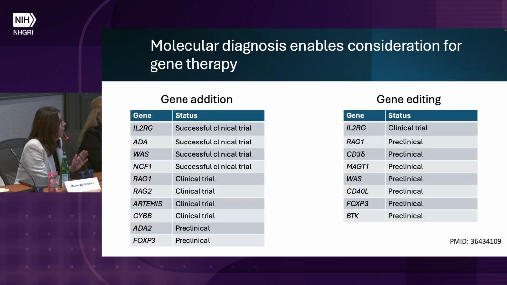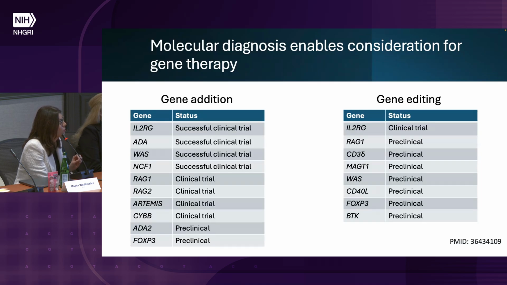And last but not least, consideration for gene therapy. Over the last 30 years, gene addition has really been, in a way, leading the field with the development of new vectors that result in much fewer side effects. That field has really exploded, and there are several successful clinical trials that have been carried out. Several are pending, and there's a lot of preclinical work for targeting different genes.